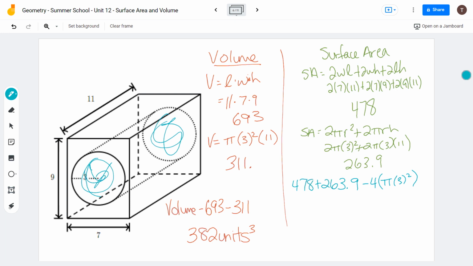I have to subtract it 4 times because I'm not counting it on either end of the cylinder, but I also have to subtract it from the area of the ends of the rectangular prism. So this has to be subtracted twice on this side. This has to be subtracted twice on that side because I need to subtract it from both things. So if I do 478 plus 263.9 minus 4 times pi times 3 squared, I should get 628.8, and that would be units squared because we're still talking about area just like the last unit.